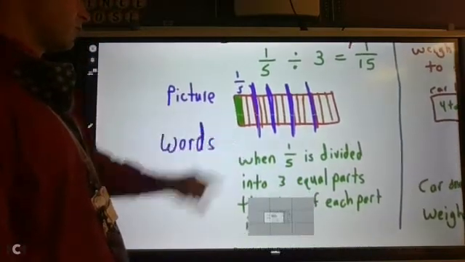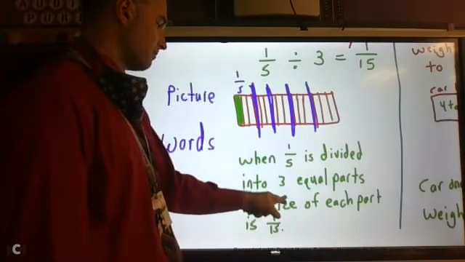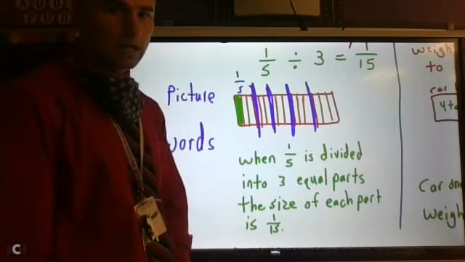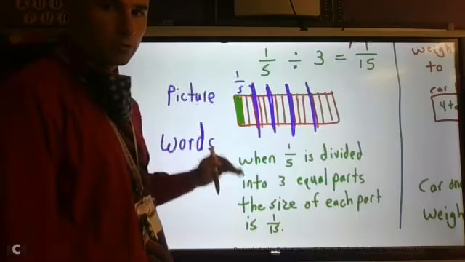Here's how you would explain it in words. When 1/5 is divided into 3 equal parts, the size of each part is 1/15. Picture, words.